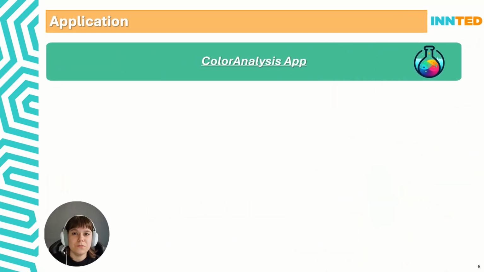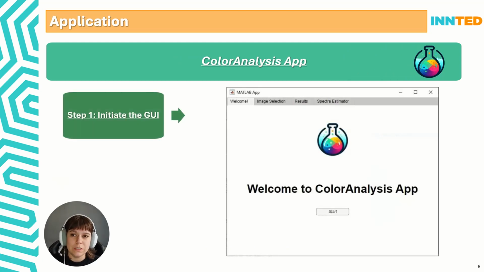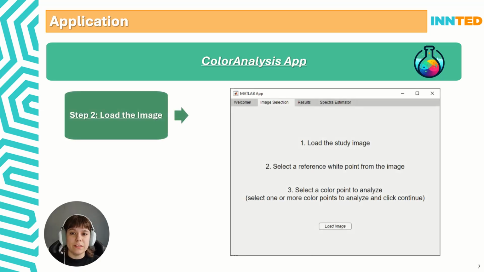So let's take a look at the different steps the user needs to follow when using the ColorAnalysis app. Each section is designed to guide the user through a structured process, from the image selection to the color analysis and spectral estimation. First, when the application is launched, a screen is displayed, showing the title of the app and also its logo. At the bottom of the screen, there's a button labeled Start, so clicking it will take the user to the next tab of the program. In the next step, which is called image selection, the user must upload the image they want to analyze following the on-screen instructions. Then proceed to select the regions of interest from this image.